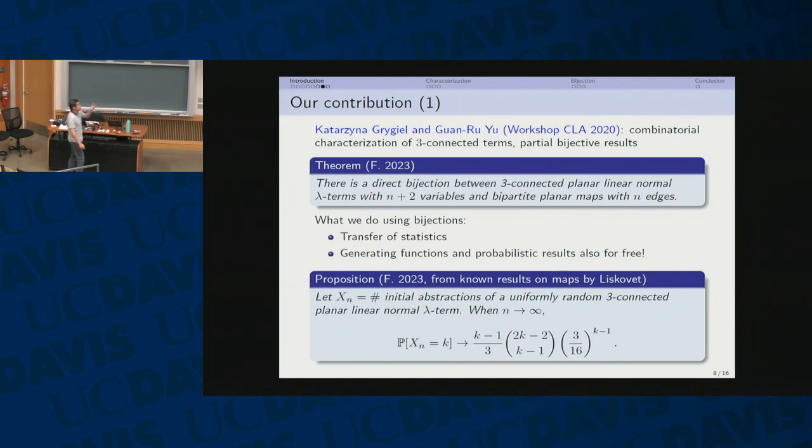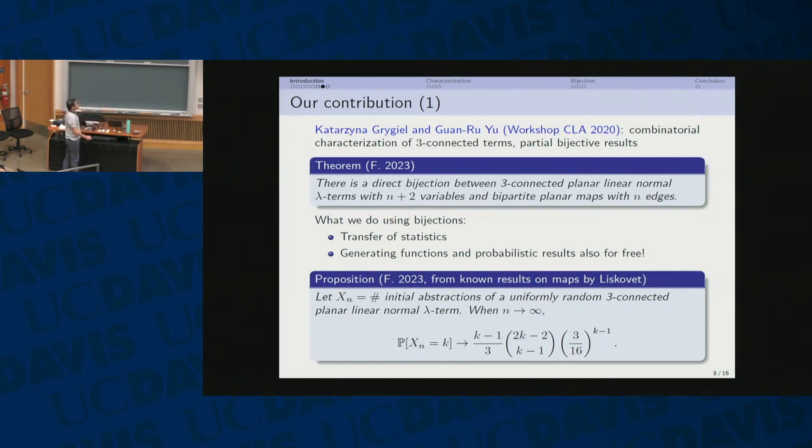in 2020. And with this bijection, we see that a lot of interesting statistics are transferred from maps to lambda terms. With this, we can get refined generating functions for free, and even some probabilistic results. For instance, if we take a very, very large three-connected lambda term and count the initial abstractions on it, this is a random variable, and in fact it converges to a law, very nice, described here, which means that it is exponentially decaying.